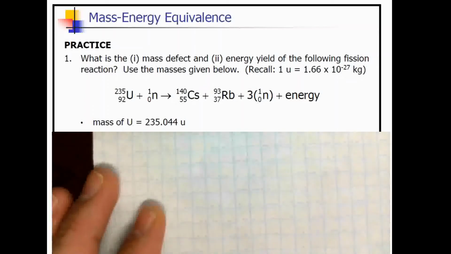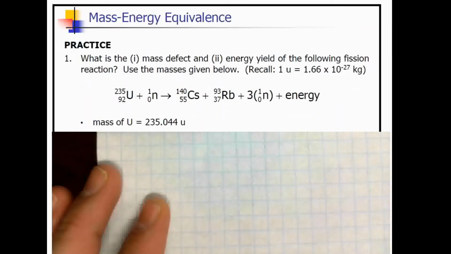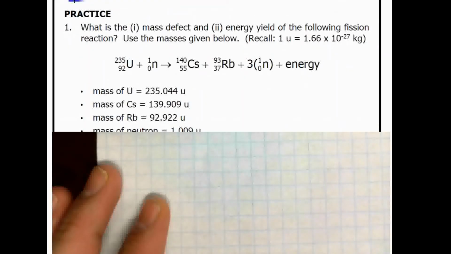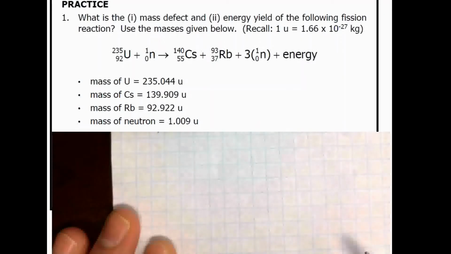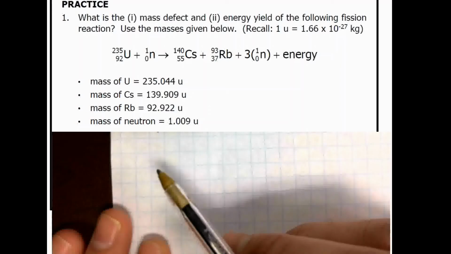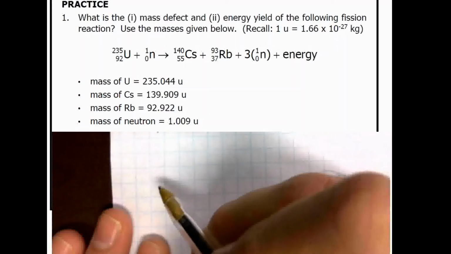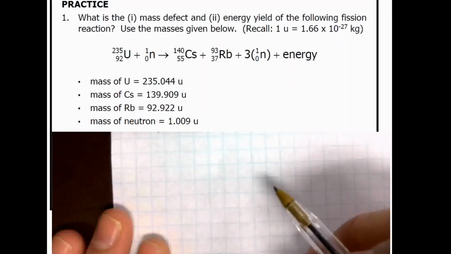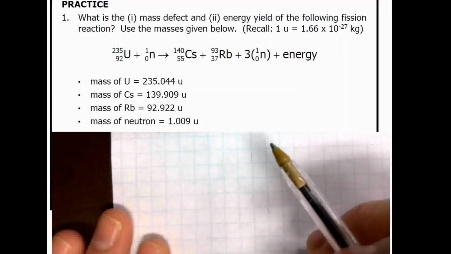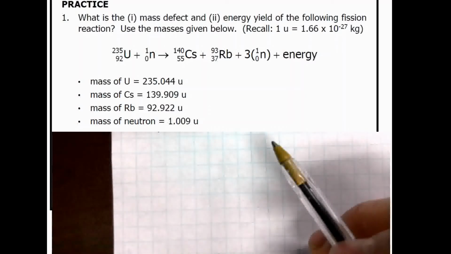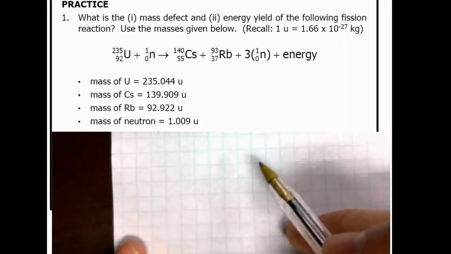For these questions, you'll also be given the mass of the different components, or you'll be asked to find them on the periodic table. So the mass of the isotopes here are given. Uranium-235 has a mass of 235.044 U, cesium-140 has a mass of 139.909, and rubidium-93 has a mass of 92.922 U.